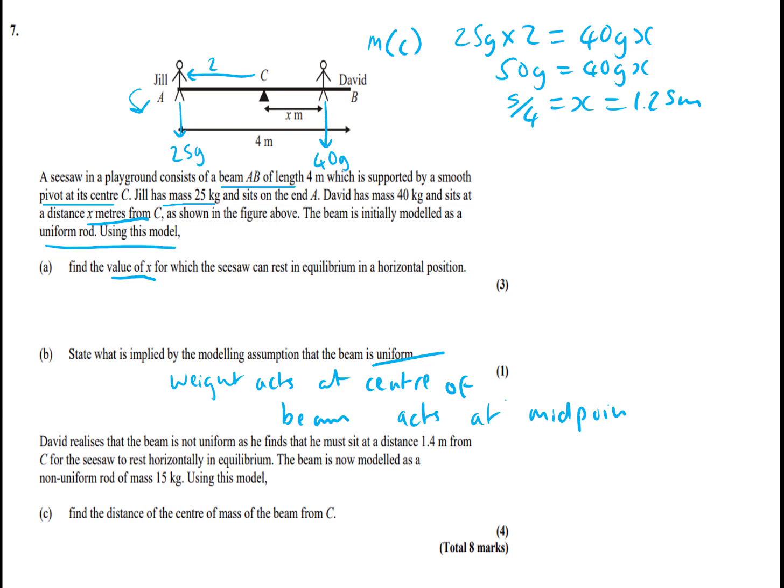Right, C. Well, David realises the beam is not uniform and he must sit a distance at 1.4 meters from C. So let's change this and write 1.4. And it's now modelled as a non-uniform rod of mass 15 kg. Using this model, find a distance of the centre of mass of the beam from C. So have a think about what moments you need to take. I'm going to write C here.